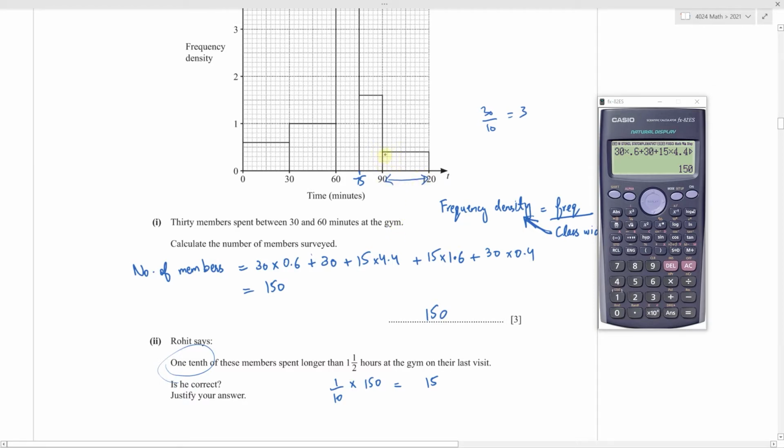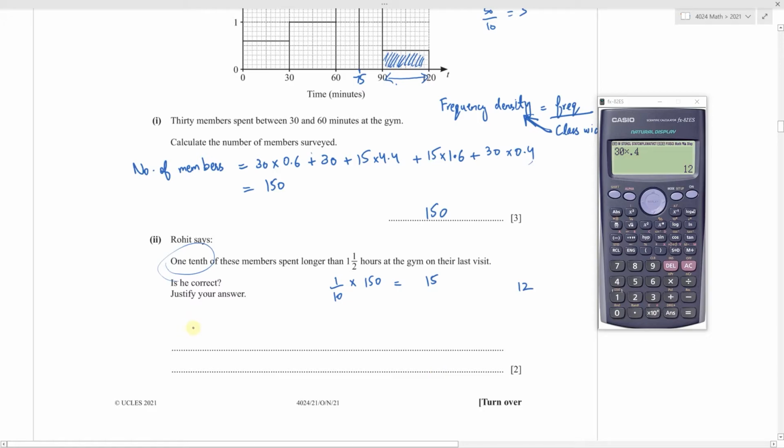So how many members are in this interval, which is basically the area, class width multiplied by frequency density, which was this one here. This is 30 into 0.4. So there are actually 12 members who spent more than 90 minutes at the gym. Rohit says 1/10, and 1/10 is actually 15 members. So he's wrong.